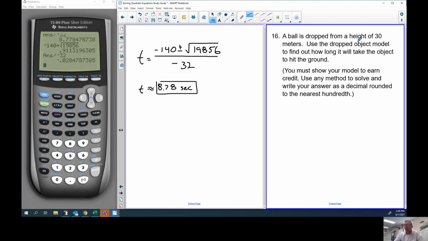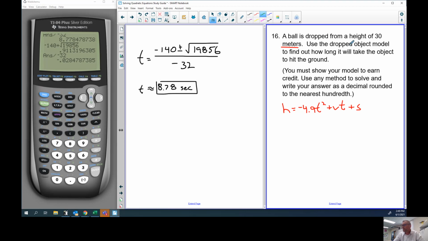All right, what about here? A ball is dropped from a height of 30 meters. Use the dropped object model. Just when we think we know the dropped object model, I'm going to change it on you, because with meters, the effect of gravity isn't negative 16. That's only for feet per second. It's negative 4.9 t squared. Oh, let's start all over. So negative 4.9 t squared plus initial velocity times time plus starting height.